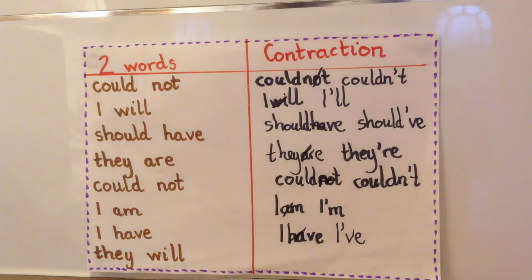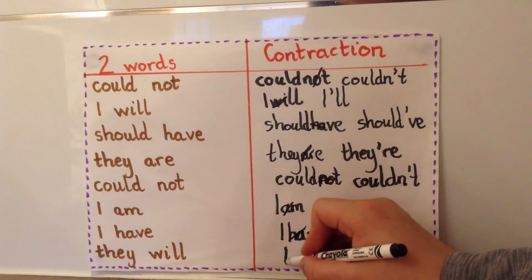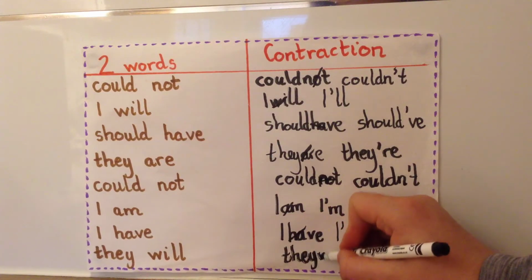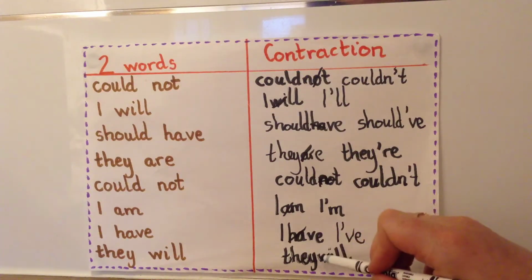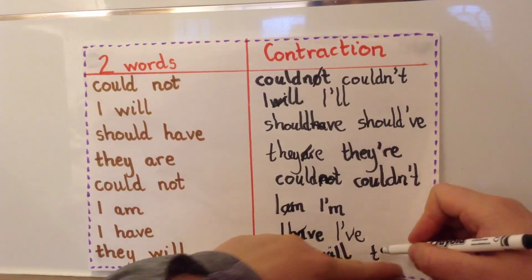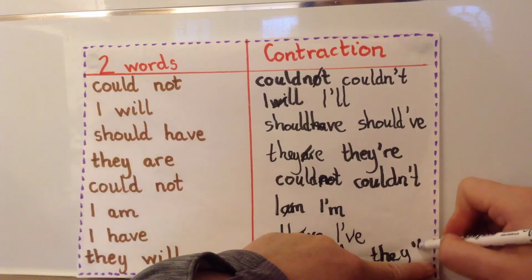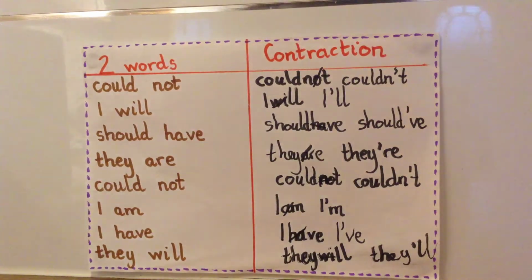And the last one, they will. That would become they'll. They'll go a walk to the shop with you. So I'm just going to write they will next to each other, no spaces, and it becomes they'll. I'm removing two letters in this case, my W and I. So that is our contractions here down the side.